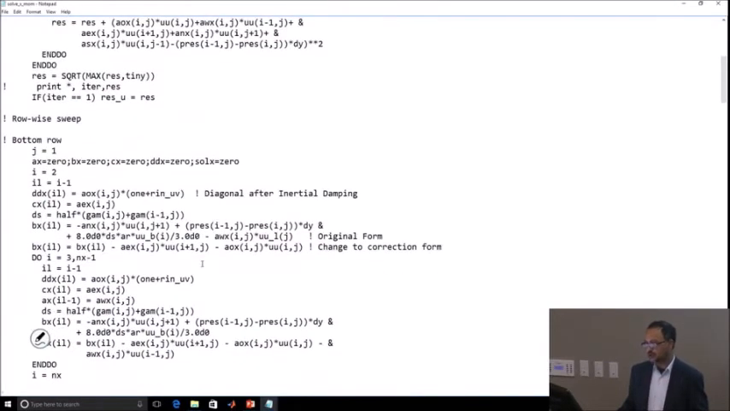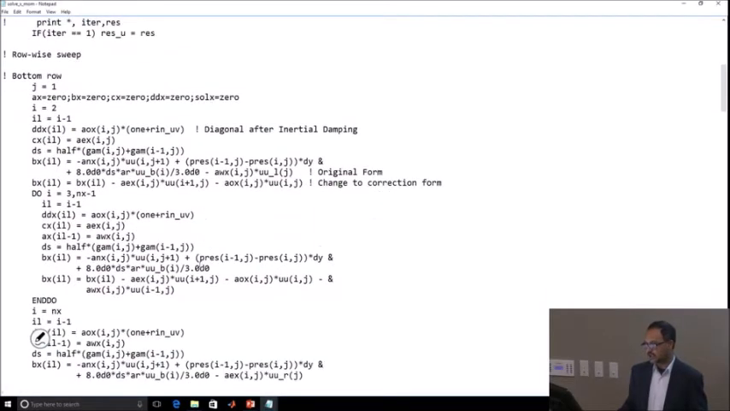Then you get to your sweeps. So this is where your ADI starts. Now, you're all familiar with this. I just want to point out a couple of things. Okay. So let's say we are starting at j equal to 1. So this is the bottommost row of x momentum nodes, u velocity.